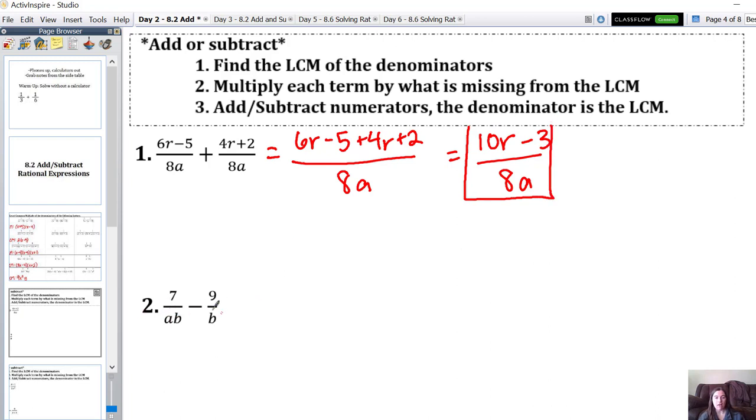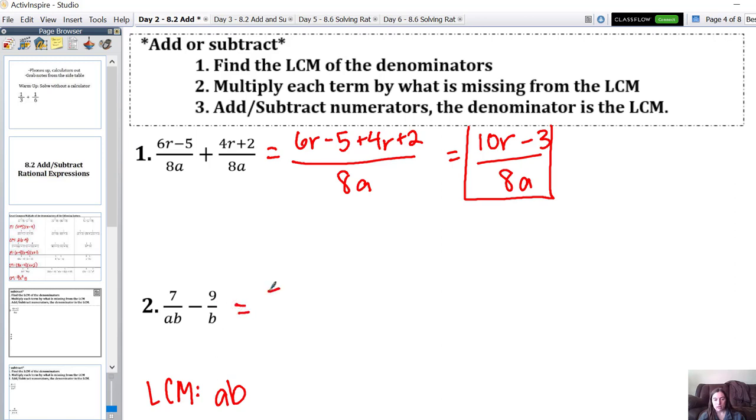In number 2, we have different denominators, so we need to figure out the LCM first. On the left side, we have a and b, a times b. On the right side, we just have b. We're missing an a. Our LCM here is going to be ab. Since we're missing an a on that right-hand side, we're going to multiply the top and bottom by whatever we're missing. So I'm going to multiply the top and bottom here by a.